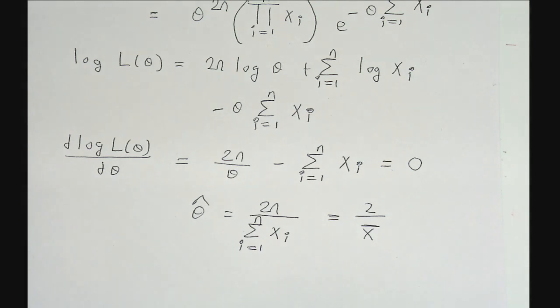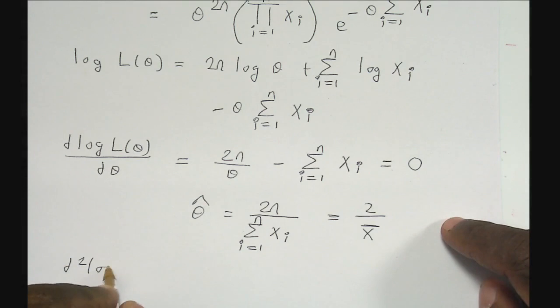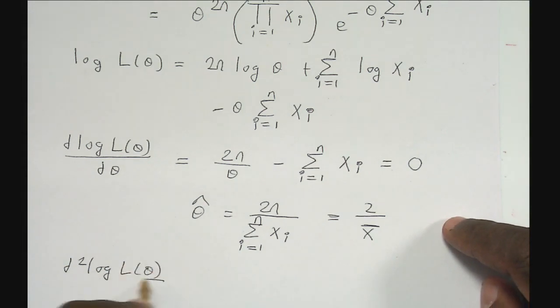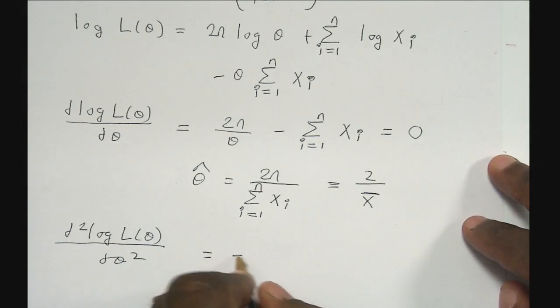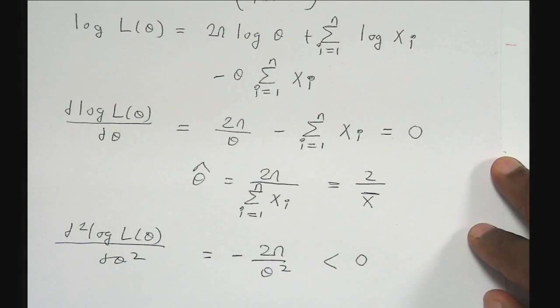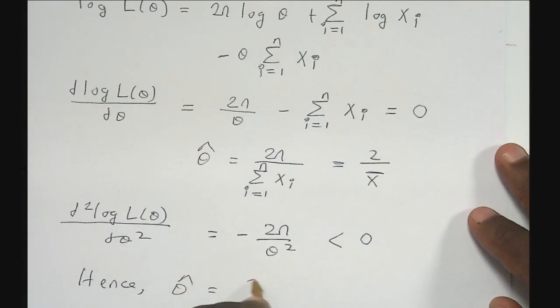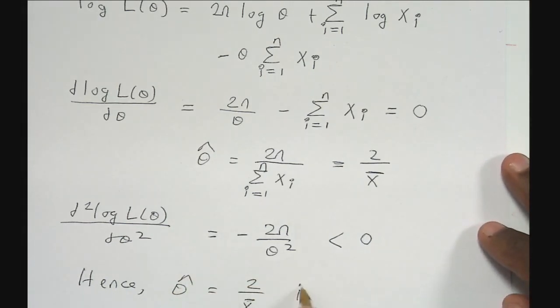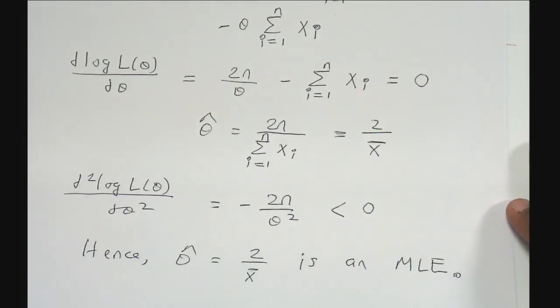Yeah. Now, to make sure that this is an MLE, you need to do the second order derivative. The second order derivative is minus 2n by theta squared, which is of course all the time negative, right? And hence theta hat equal to 2 by x bar is an MLE, right? Is this clear to you?